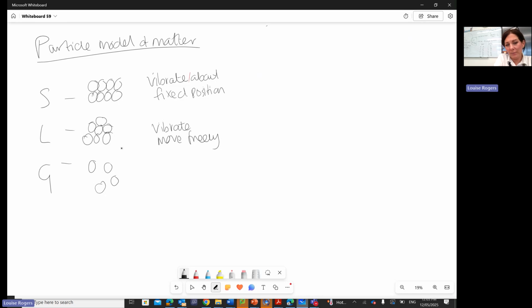Here, they basically take up the space. Which one's vibrating more as well? This one. Okay, so this one's got the most kinetic energy. All right, so it's going down in terms of increasing kinetic energy.